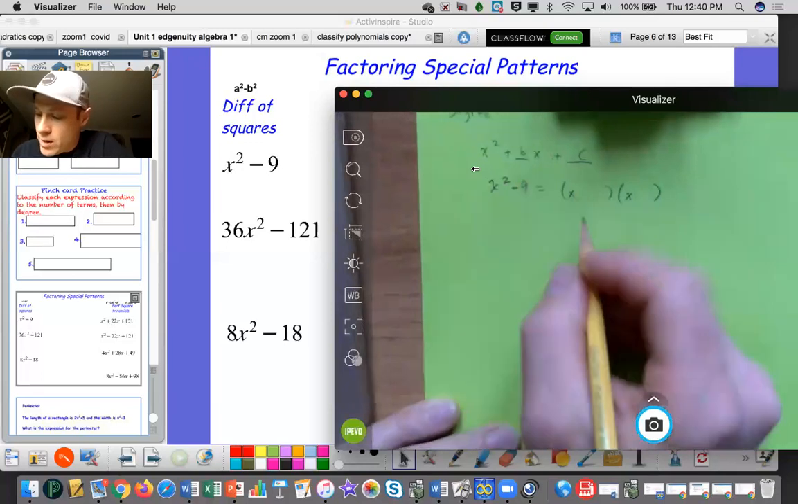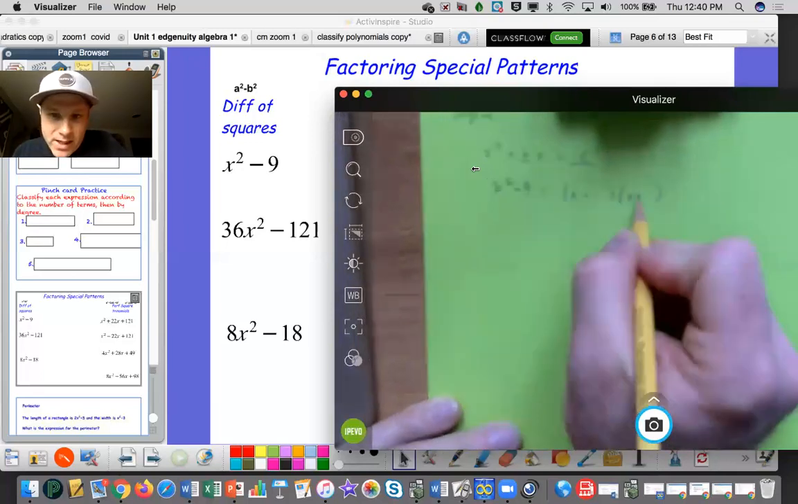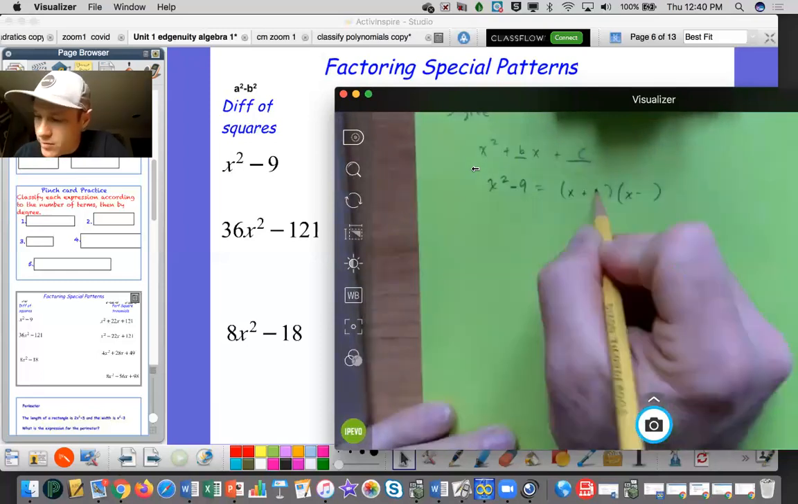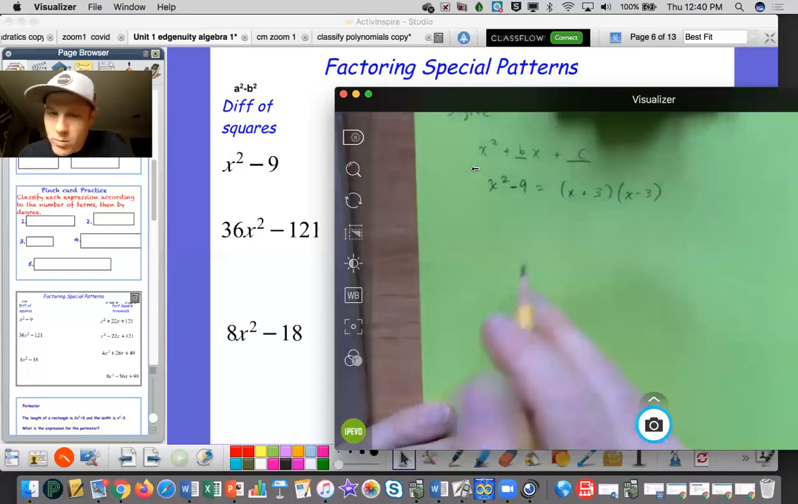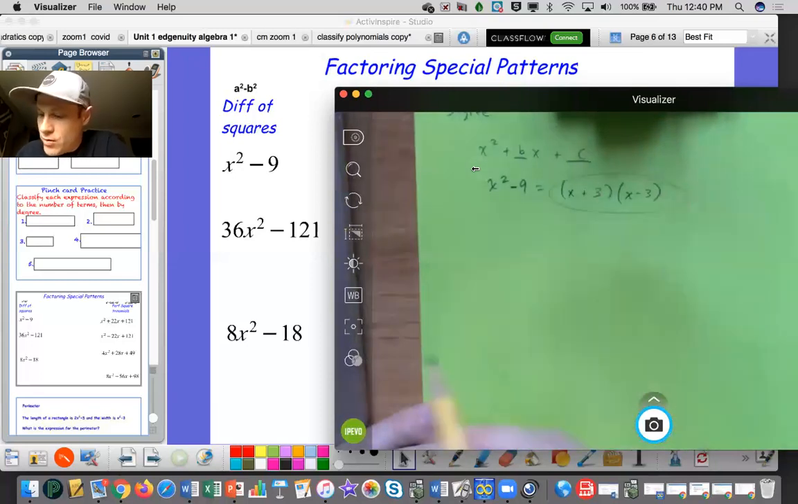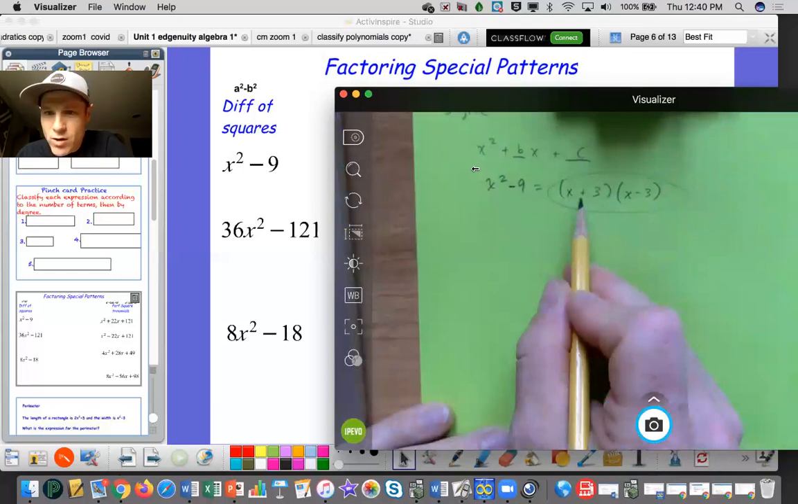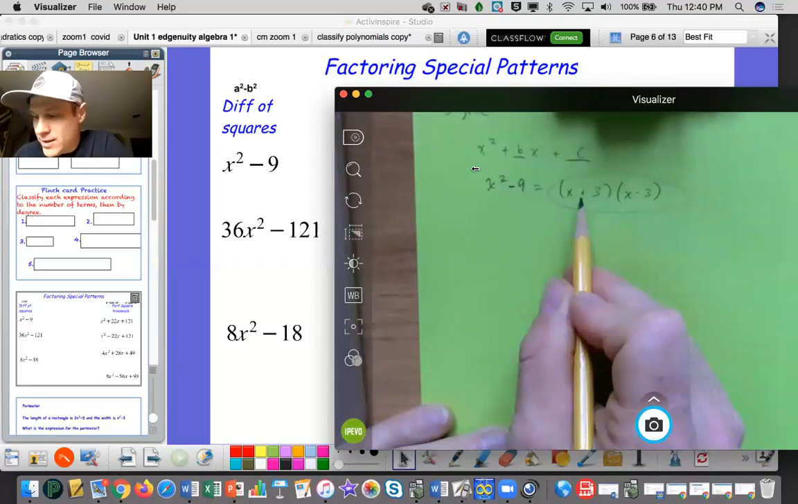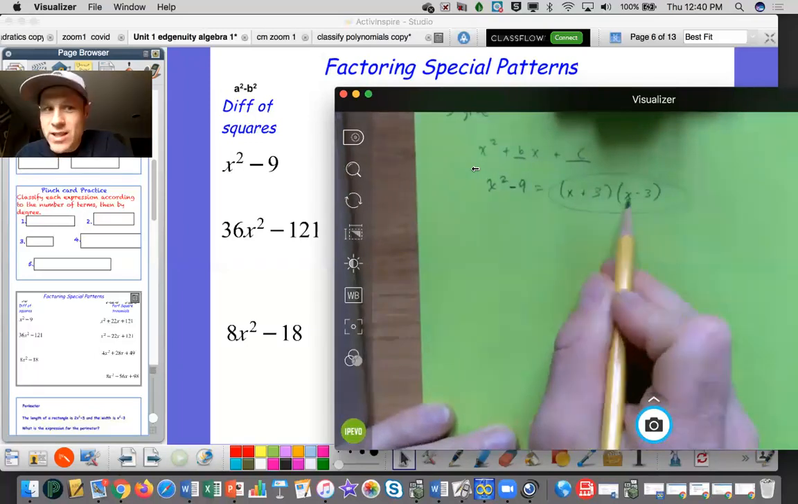So here we need a positive and a negative to get a -9, and we need them to add up to nothing. So essentially we need it to be its square root. So 3 and -3. So when you're looking at the multiplication problems, if you see two binomial factors that are almost exactly the same, but the only thing that's different is their sign, you're looking at a difference of squares.